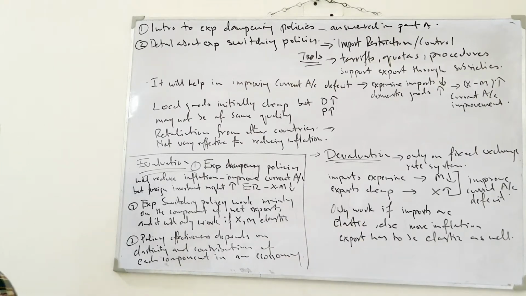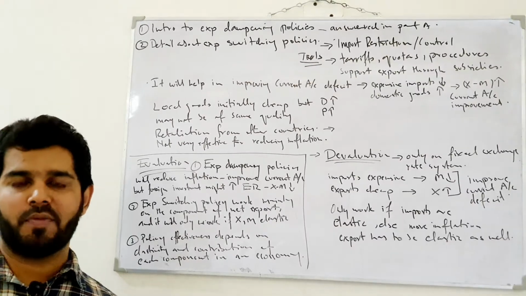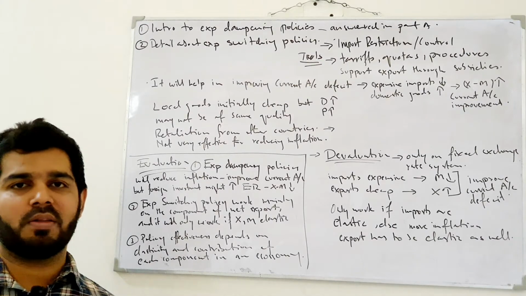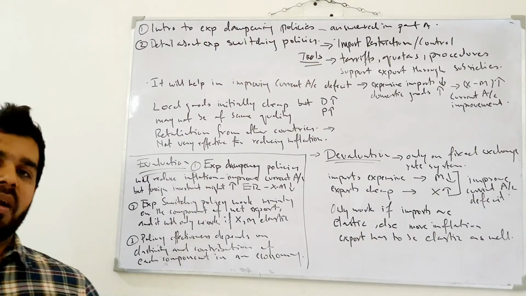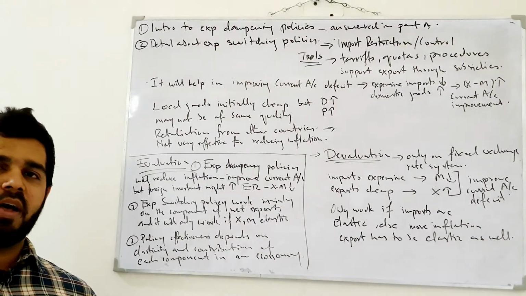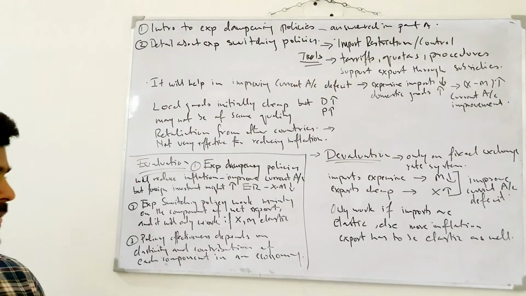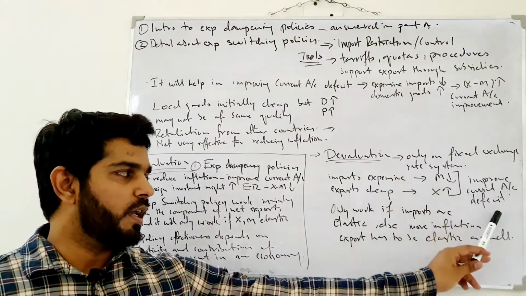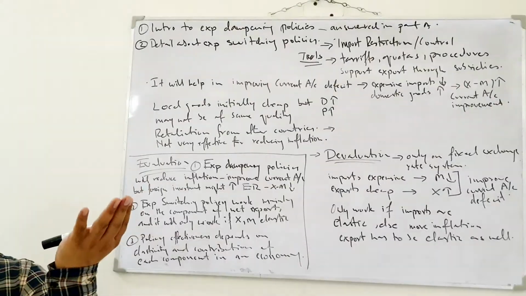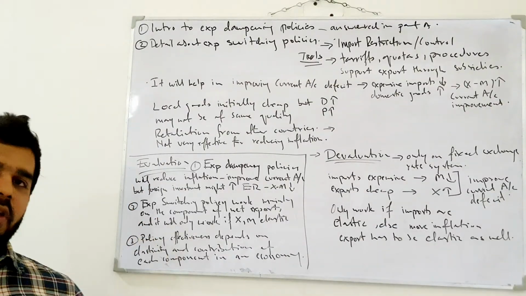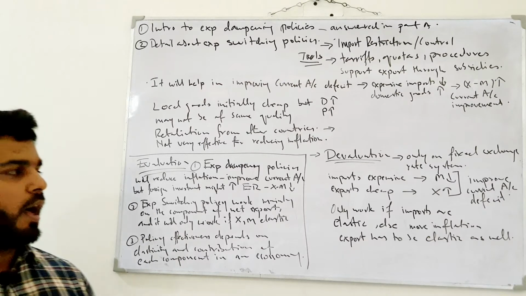Why will there be higher exports? Because now your product will become competitive, at least on the basis of price, and people will start buying from your country for their own country. So this will eventually improve the current account deficit, because there will be higher X, which is export, and lower M, which is import, which will eventually improve the current account deficit.